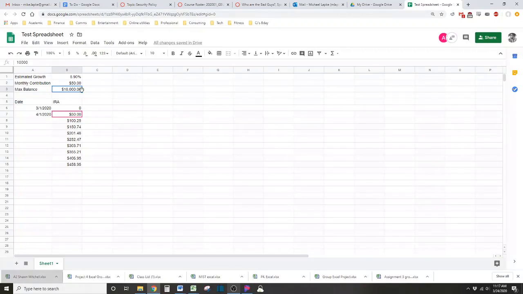Either I've hit the max balance or I haven't. If I've hit the max balance, I don't add the contribution, I only add the interest. If I have not hit the max balance, then I'm adding the interest and the contribution. So her and I are in the middle of discussing this right now.